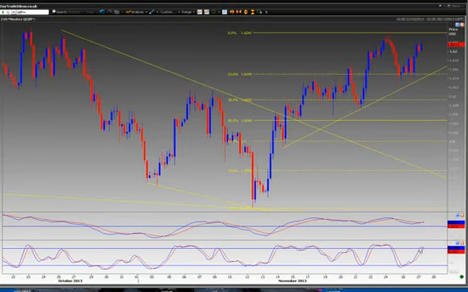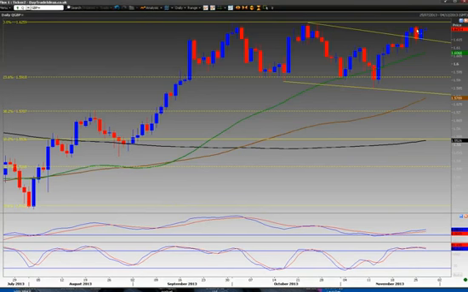Yeah, shorter term, not too overbought, but as I always say, being overbought isn't a reason to sell it. So let's just see if we can get through that 162.60 area. That is going to be very important indeed today.